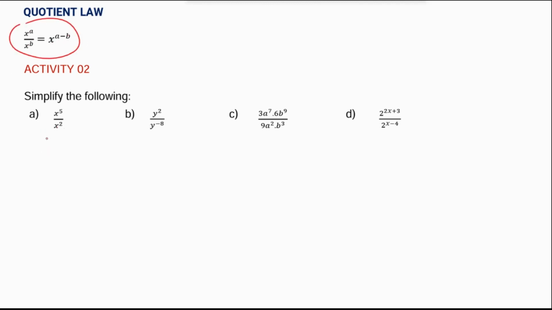Right, let's look at question A. We are dividing powers with the same base here, so we just subtract the exponents. So it becomes x to the power 5 minus 2, which is x to the power 3.